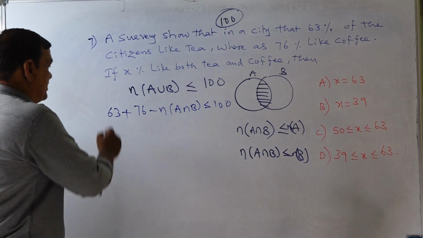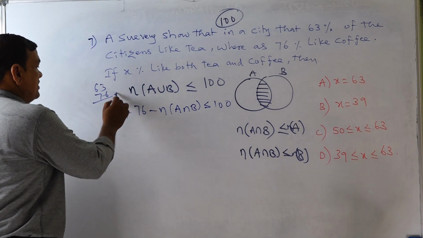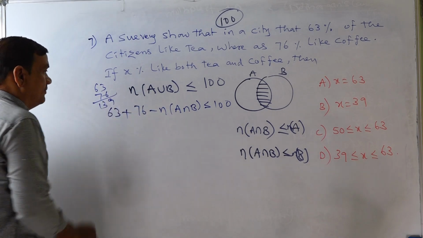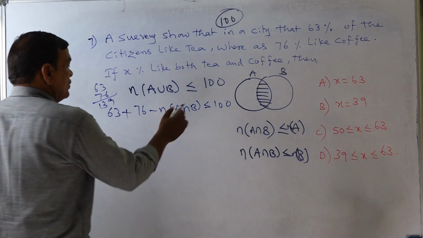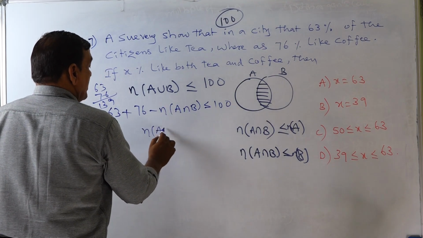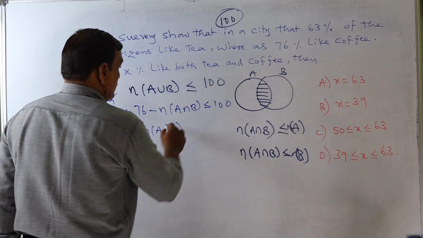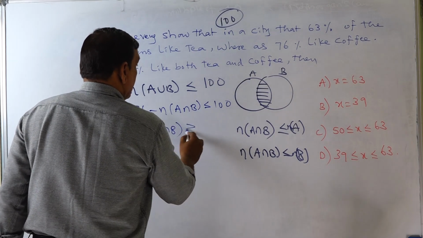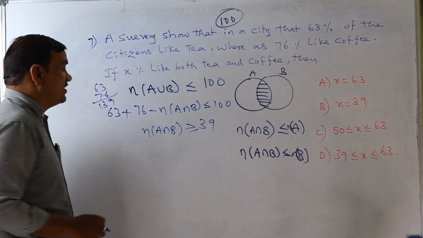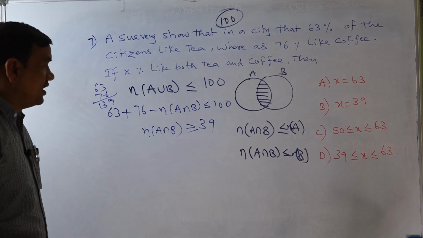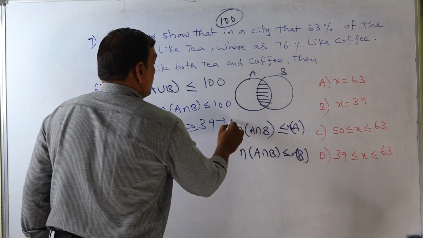63 plus 76 is 139. Understand? So if 139 comes here, n of A intersection B is greater than or equal to 39. So this is the first inequality we got. Okay, now call it as 1.